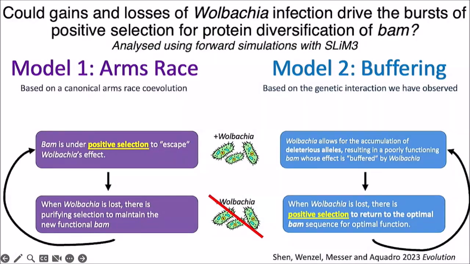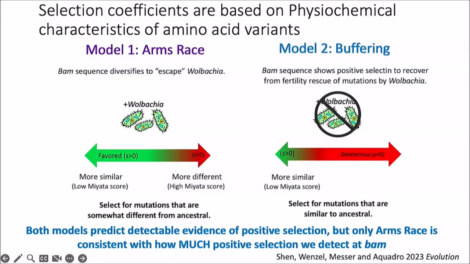And we didn't have to invoke an arms race; maybe it was just this buffering by Wolbachia back and forth. Basically, the fundamental question was whether we could, in fact, do that. I'm not going to go through it, it's a very complex model in terms of the selection coefficients and everything else. But it turns out both models do predict positive selection. So actually this buffering model can predict positive selection on a protein. There really isn't any positive selection for a new function. It's just simply periodically recovering from the accumulation of deleterious mutations by drift.